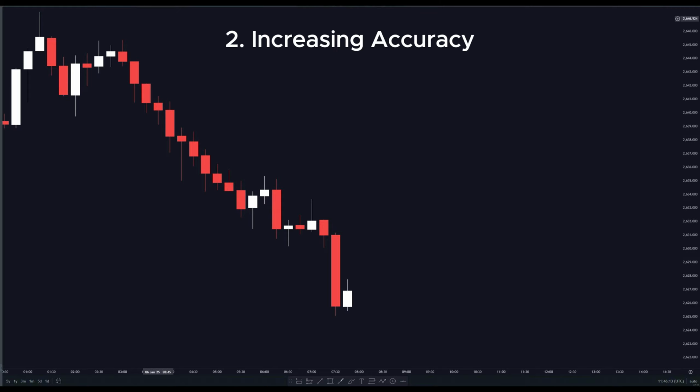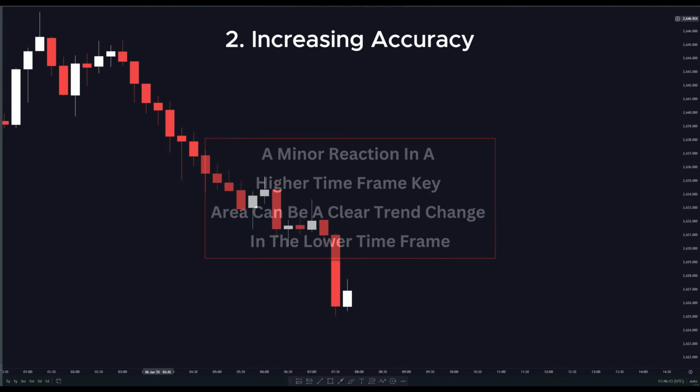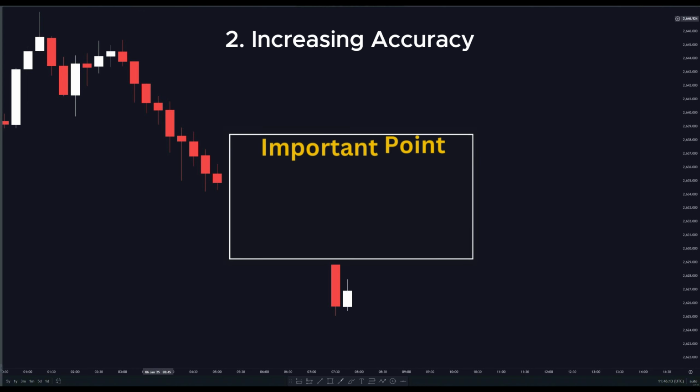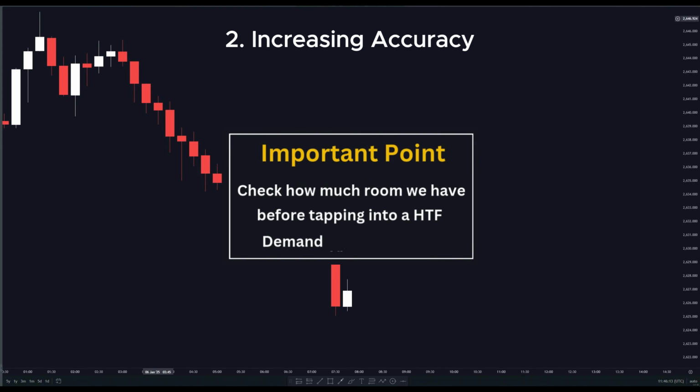The second reason is increasing accuracy. Remember, a minor reaction in a higher time frame key area can be a clear trend change in the lower time frame. So before you place any trade, you should always check how much space we have until price reaches the higher time frame demand or supply zone. This will also help us in setting our take profits and stop losses.